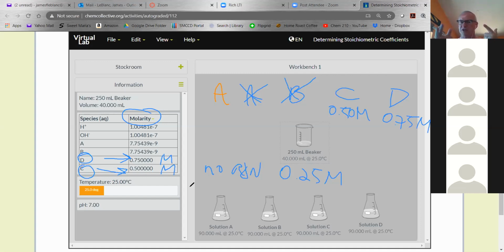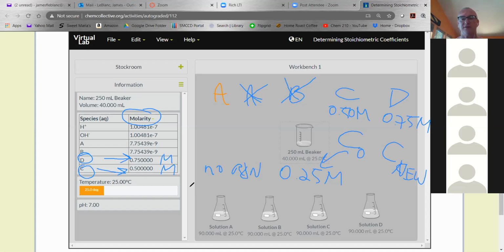Now the question is, you need to figure out how much C was created. What's the concentration? Let's look at C original versus C created, or C new. So our original concentration of C is 0.25 molar. What's the concentration of C that was created? 0.25 plus 0.25. Exactly. No, wait.